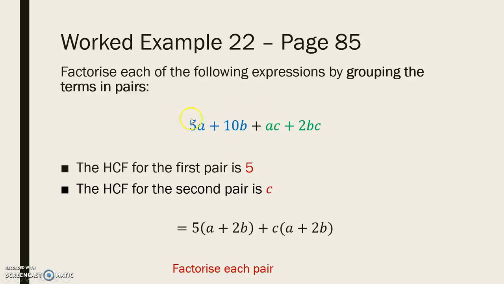So for the first pair, the blue pair, take 5 out the front, and we divide this by 5, leaving us with a, divide this by 5, that's 2b. That's a bracket. Over here, common factor was c, so we take it out the front. ac divided by c, the c's cancel out, and we're left with a in the bracket. Over here, 2bc divided by c, the c cancels out, left with 2b. Now if we do this correctly, because we know we can factorise it, these brackets should match. If they don't, we've made a mistake. So now we can continue with the second step.